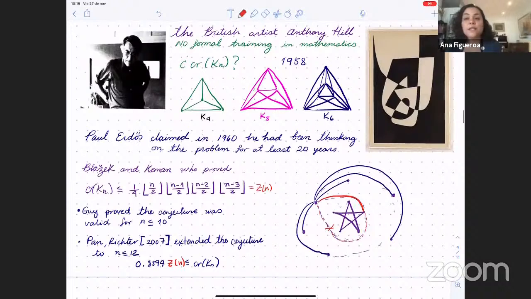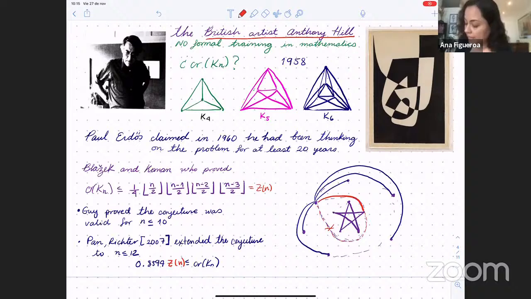The third origin of this crossing number concept was with the British artist Anthony Hill. Anthony Hill explored the crossing number of the complete graphs, also unaware of the brick factory problem. Indeed, Erdos claimed that in 1960, he had been thinking about a problem for the last 20 years, but many people think that it was Anthony Hill who started thinking about this problem.